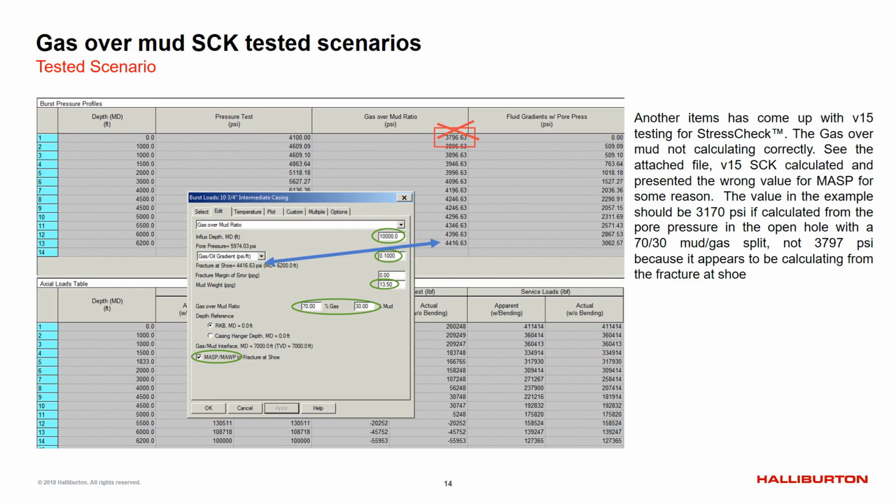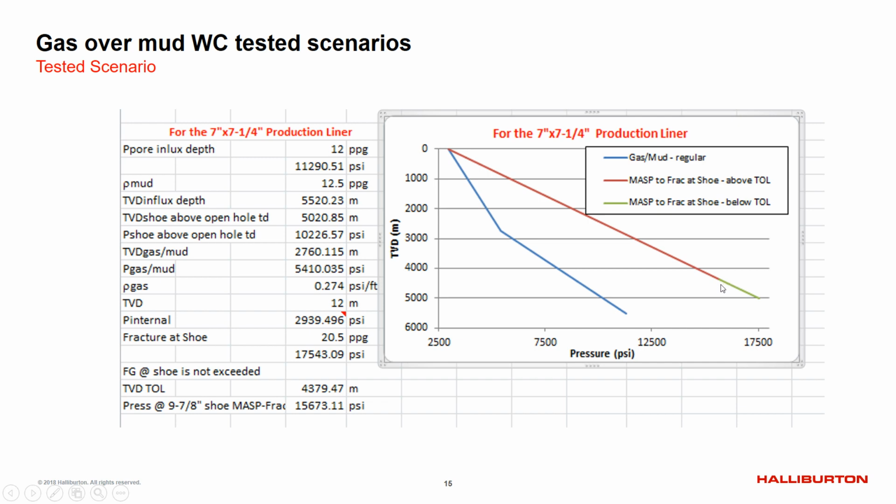We have also resolved in this release scenarios associated with gas over mud, specifically for casing liner configurations, where until now incorrect internal pressure profiles were reported. Now, for those types of scenarios, we extrapolate the pressure calculated at the top of the liner to the surface pressure point calculated for the maximum anticipated internal pressure profile.